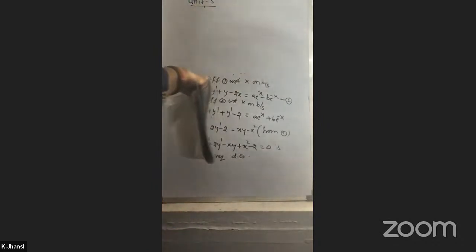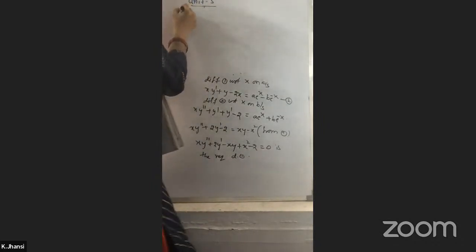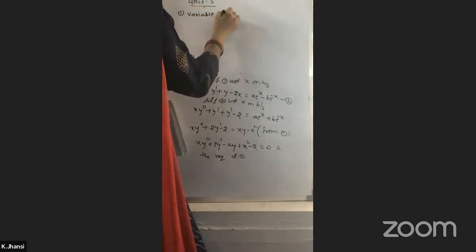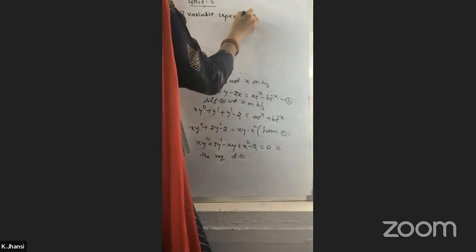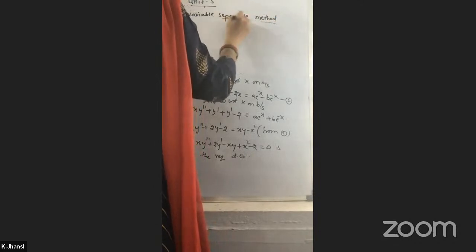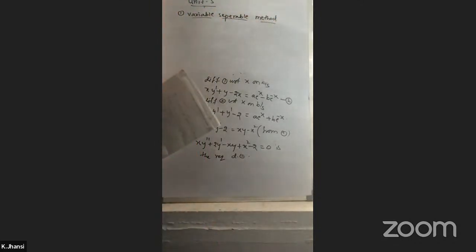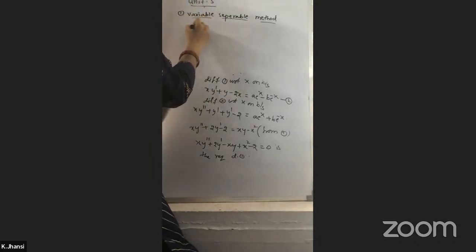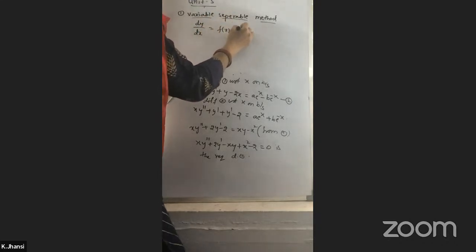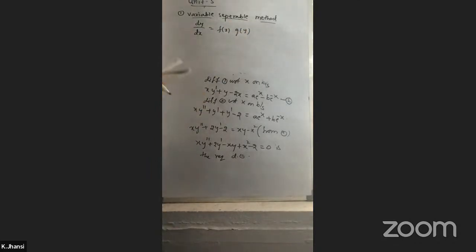Unit 5. In that, one important method is the variable separable method. This method applies in almost all problems, whatever units we are doing. The variable separable method: dy by dx is equal to f of x into g of y. If the given function is like this, then we have to separate the variables.